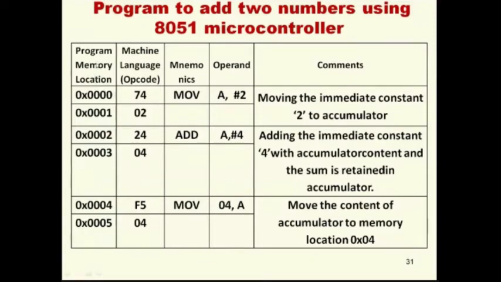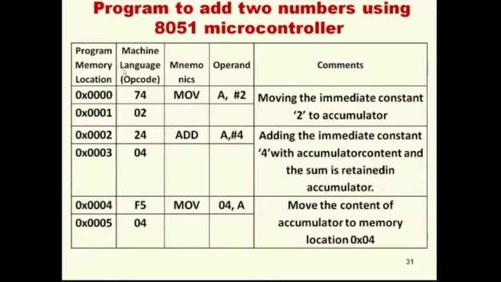The first column in the table is the program memory, which is 16-bit memory. So 0000, 0001, 0002, 0003, 4, 5. These are all the memory locations of the program memory. We talked about the instruction, no? These are all the instructions and data. 74 is an instruction. This is called machine language or opcode. 74 is again binary, right? 0111 0100 is the instruction.